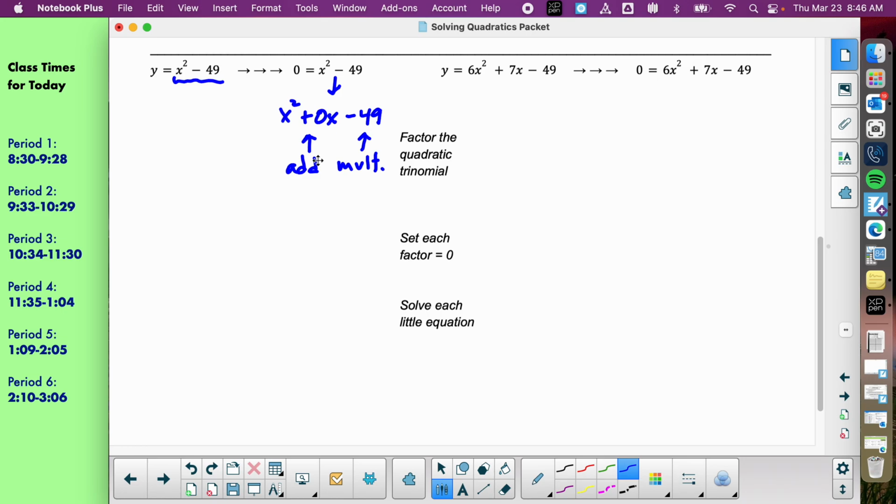Do you remember how to factor x squared minus 49? It's going to be a long day, isn't it? Okay. Does anybody know what two numbers multiply to negative 49 and add to 0? 7 and negative 7. So we would write it as x plus 7, x minus 7.